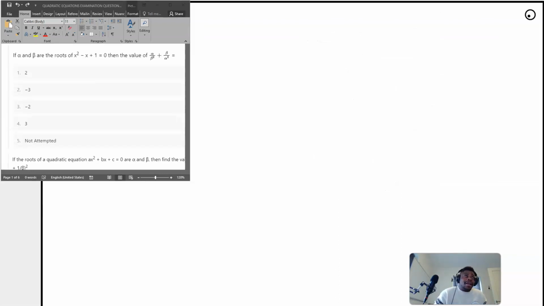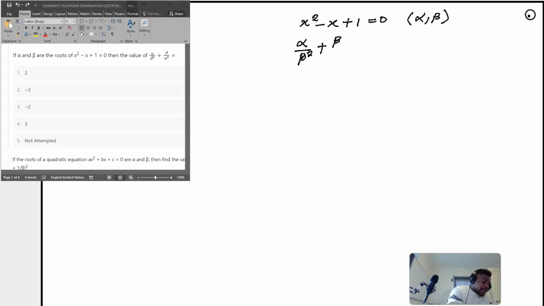If alpha and beta are the roots of x squared minus x plus 1 equals 0, then the value of alpha over beta squared plus beta over alpha squared is equal to what? So that is what we are looking for. In this case, I can just find the LCM.